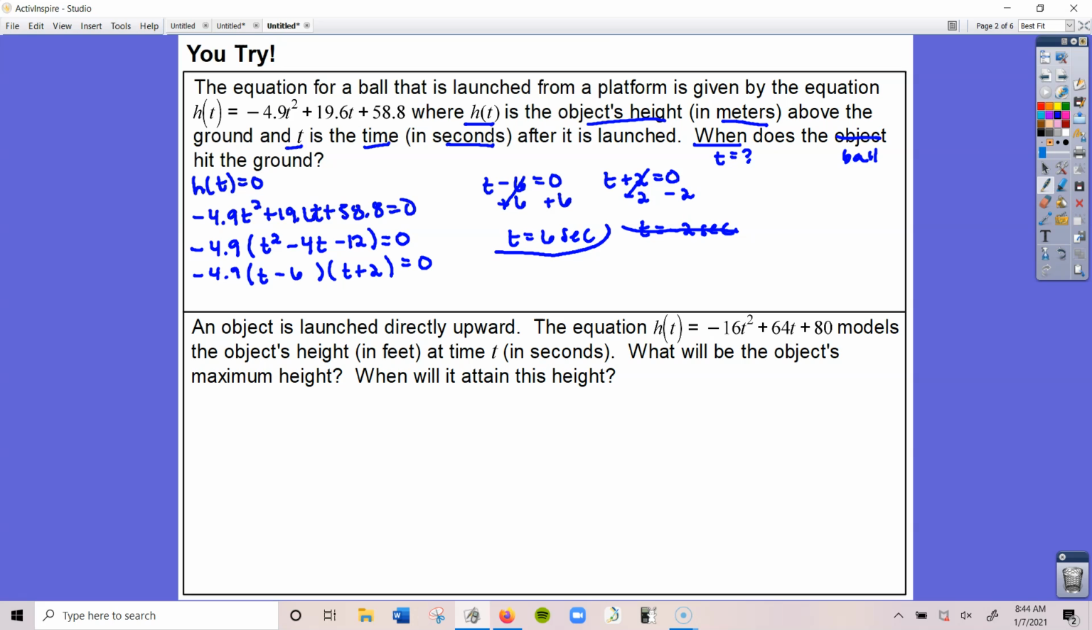And my only answer would be t is equal to 6 seconds. So the ball will hit the ground when t is equal to 6 seconds. Now let's try out this last one here.